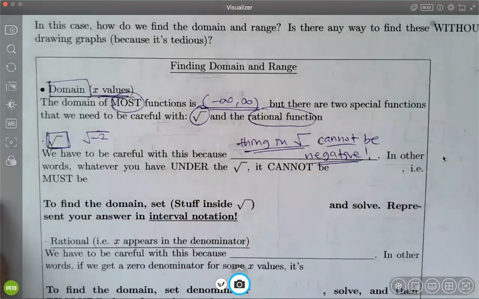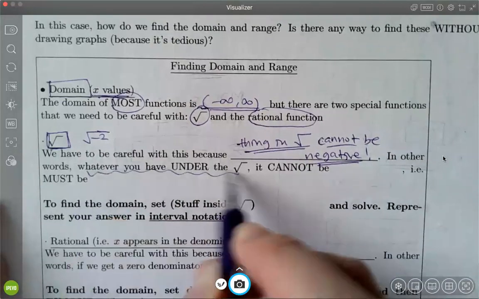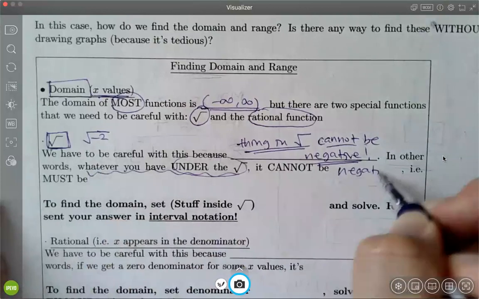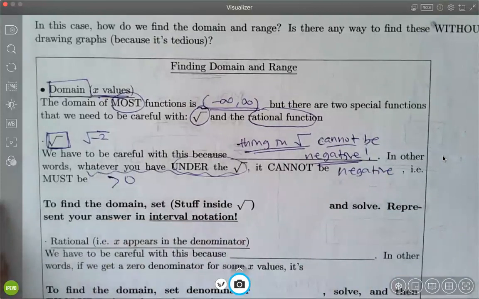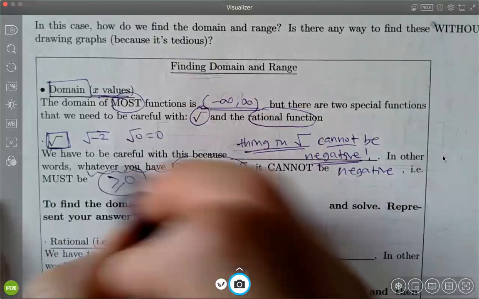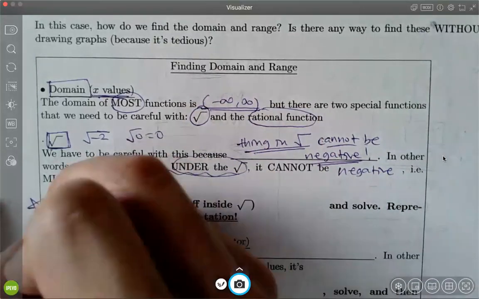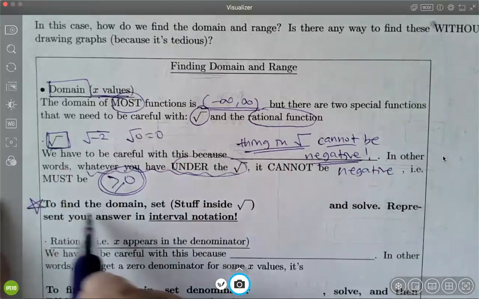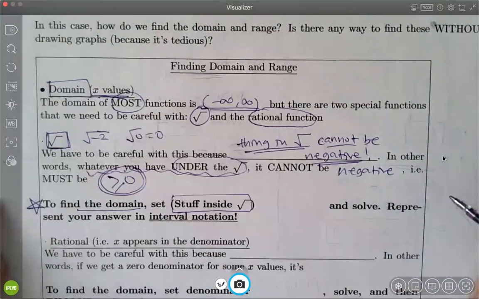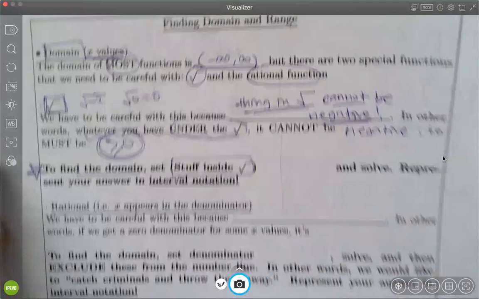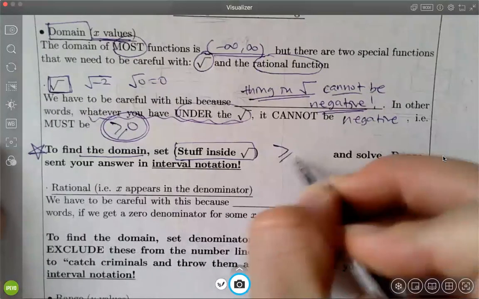Whatever you have under the square root cannot be negative, which means what? Can it be positive? Oh yeah. Can it be 0? Yes, it can, because the square root of 0 is 0. So it must be greater than or equal to 0. So what is the scheme of finding the domain of the square root? Whatever you have under the square root, you have to set greater than or equal to 0.